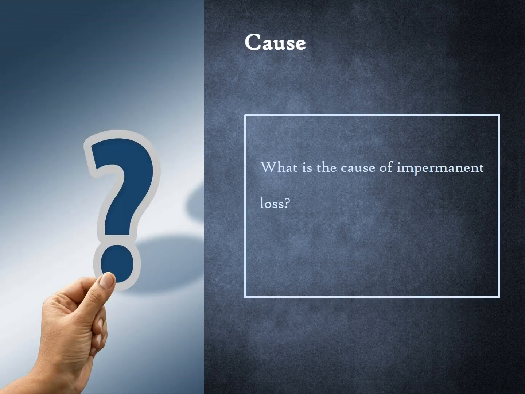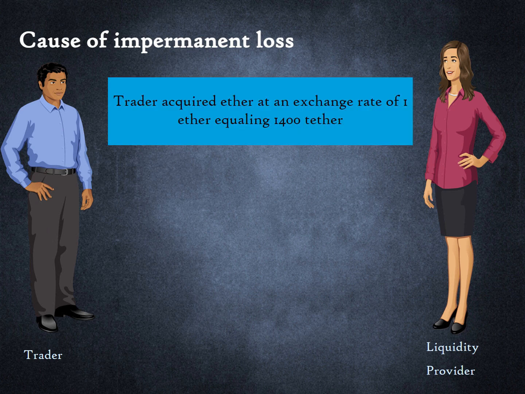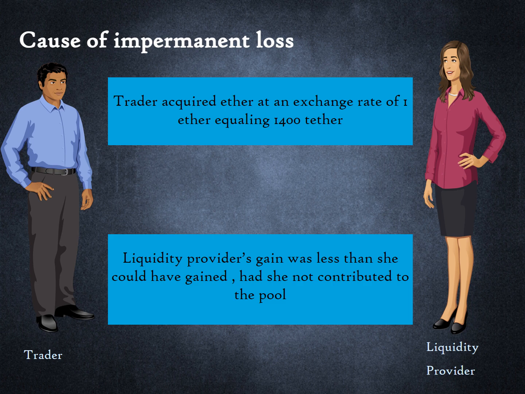The first question we will answer is on what causes impermanent loss? In our illustration, Bob was able to acquire Ether from the liquidity pool at the exchange rate of 1 Ether equaling 1,400 Tether. On the other hand, the actual price of 1 Ether had appreciated in centralized exchanges to 2,000 Tether. Hence, while Alice made a gain, she did not make as big a gain as she could have, had she not contributed to the pool.